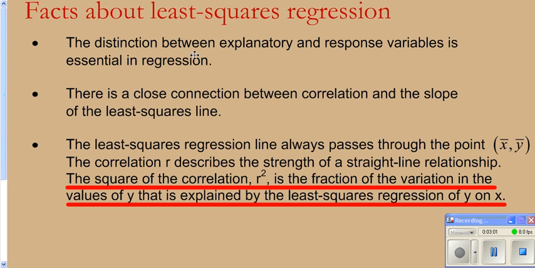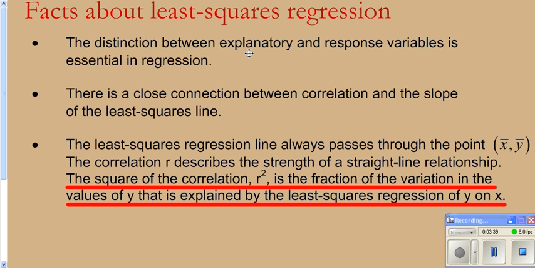Now, your least squares regression line does distinguish between your explanatory and response variables, and it's essential that you have that figured out ahead of time. When we were dealing with correlation in Chapter 4, there was no difference in which one was the explanatory and response for figuring that out. There's also a connection between your correlation and the slope of your least squares line. And that connection is, if your correlation is positive, you're going to have a positive slope. Or if your correlation is negative, you'll have a negative slope.